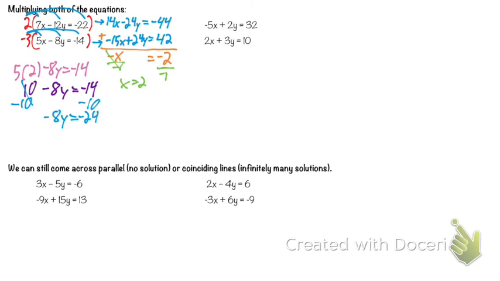Never gets old. Okay. Divide by -8. y is 3. So our answer ends up being (2, 3). And it would have been the same thing had we multiplied the x's to get 35. We'd have gotten the same answer.